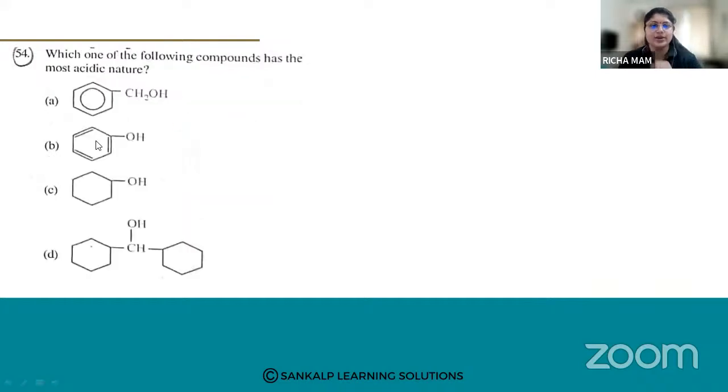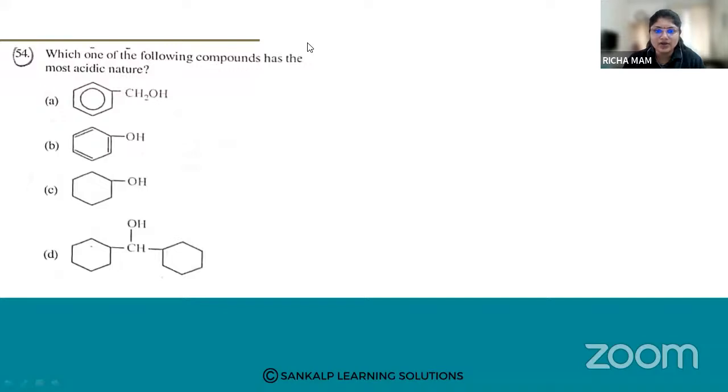So C was the correct answer. Okay, which one of the following compounds has the most acidic nature? These are the four options, and you have to tell which one has the most acidic nature. These are derivatives of phenols. So last class we saw alcohols, and how their acidic nature is affected by the presence of electron donating groups. Now we are discussing phenols. Give your answers. You can use the chat box for answering.